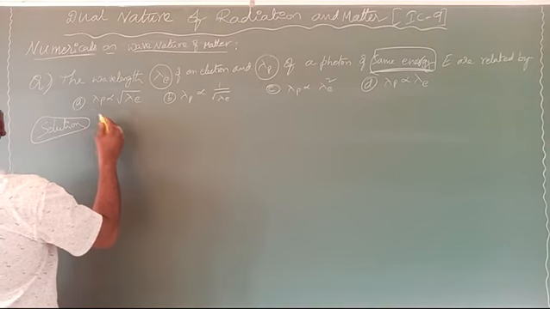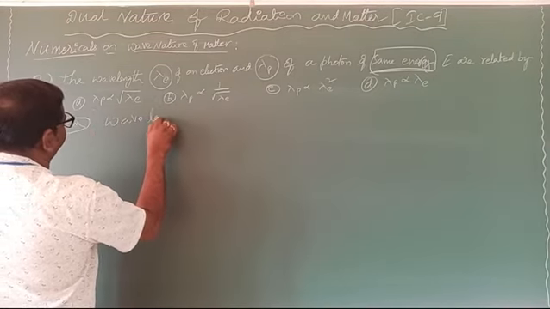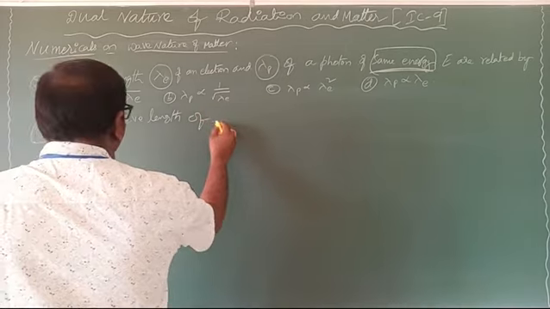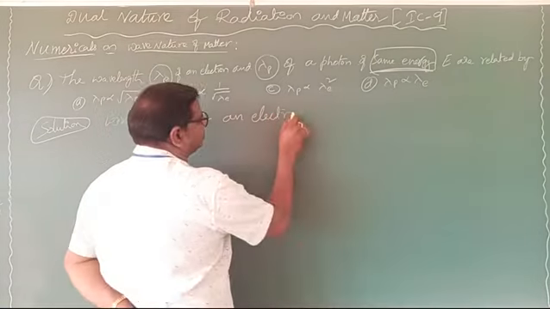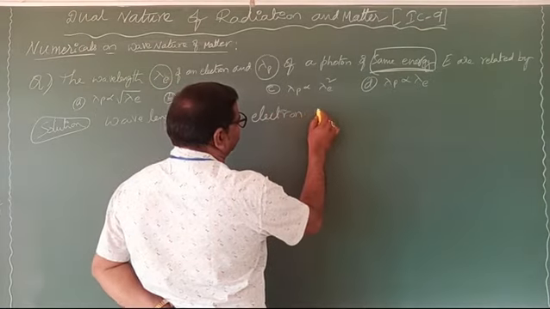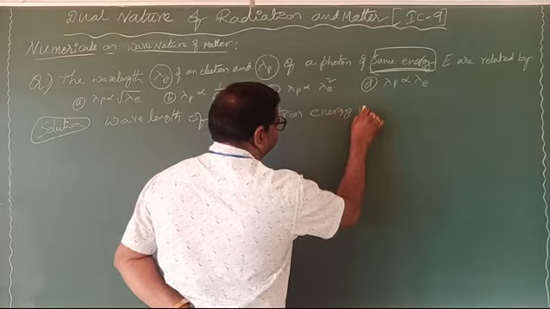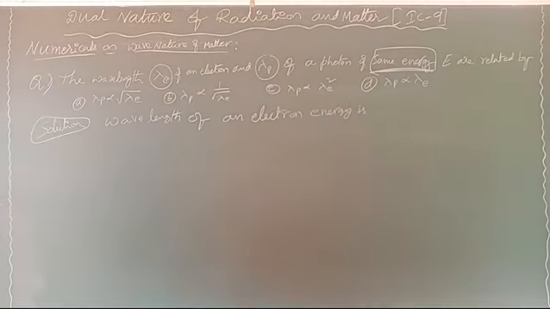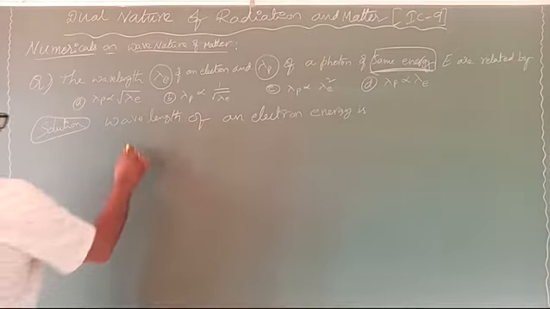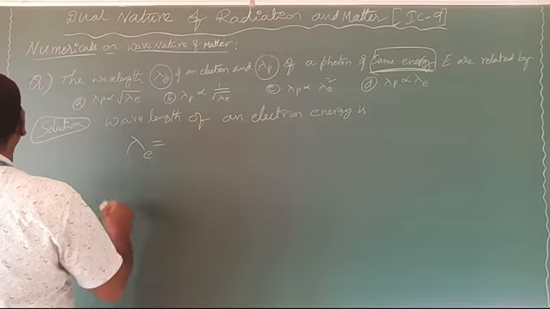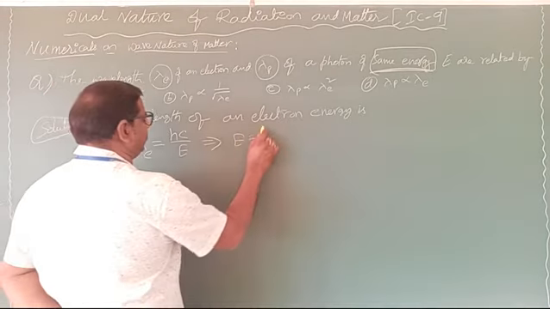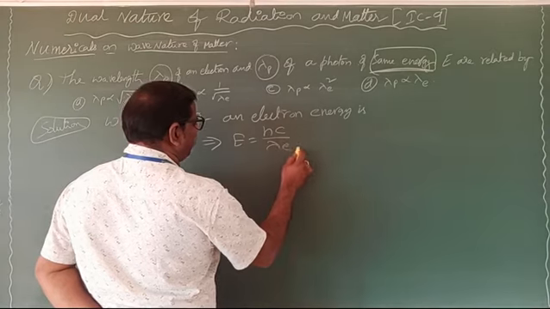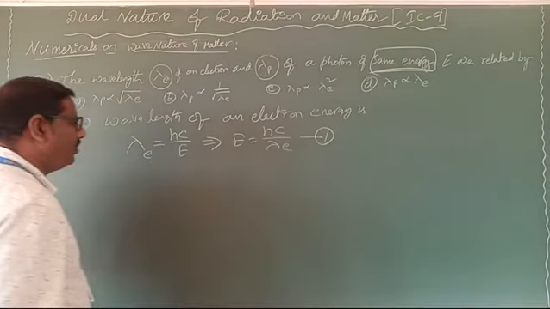How can you write it? First, the wavelength of an electron with energy E. We can write lambda electron, lambda E, equal to hc by E. From that, energy E equals hc by lambda E. It is equation number 1.